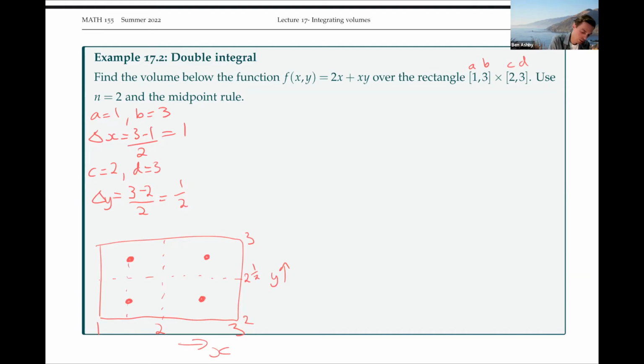So we can call this point here x1 star, this one here x2 star, and likewise in the y direction we can have a y1 star and a y2 star. So what's left now is to work out what our x1 star is and so on. So x1 star here, that's going to be midway between 1 and 2, so that's 3 over 2. Likewise, x2 star is going to be equal to 5 over 2. And then in the y direction, we're going to have 9 over 4 and 13 over 4. So these are just these midpoints here.